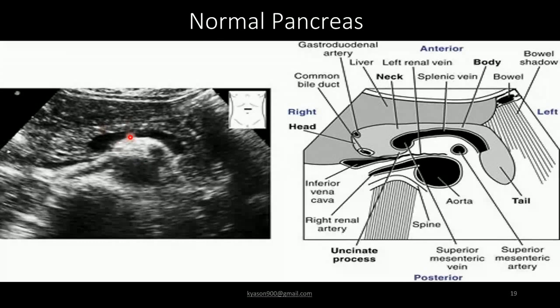The abdominal aorta, we said, is posterior. You can see it posterior to the body here. And of course, we have our superior mesenteric artery. It's that unique artery surrounded by fatty tissue. This bright tissue that you see here is fatty tissue. It appears bright on ultrasound. It's going to be surrounding this vessel, the superior mesenteric artery.